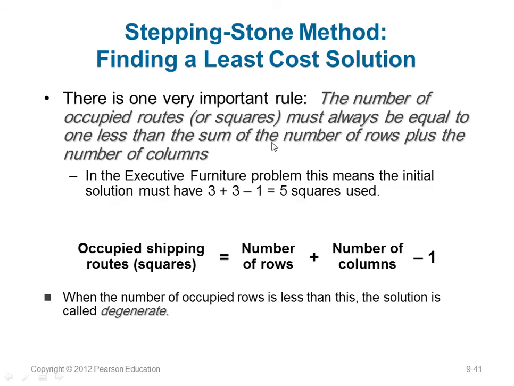So let's start step number 1. There is a very important rule: the number of occupied cells, or occupied squares, in the table, in the initial feasible table, has to be equal to the number of rows plus the number of columns minus 1.